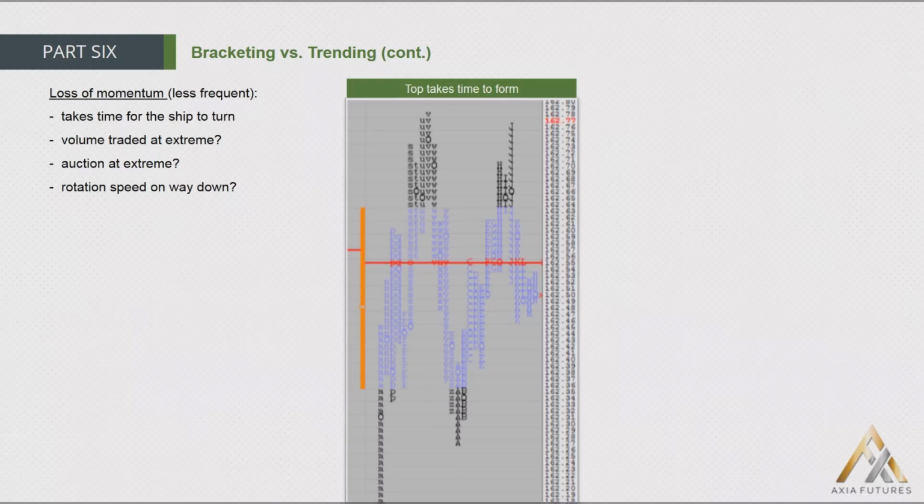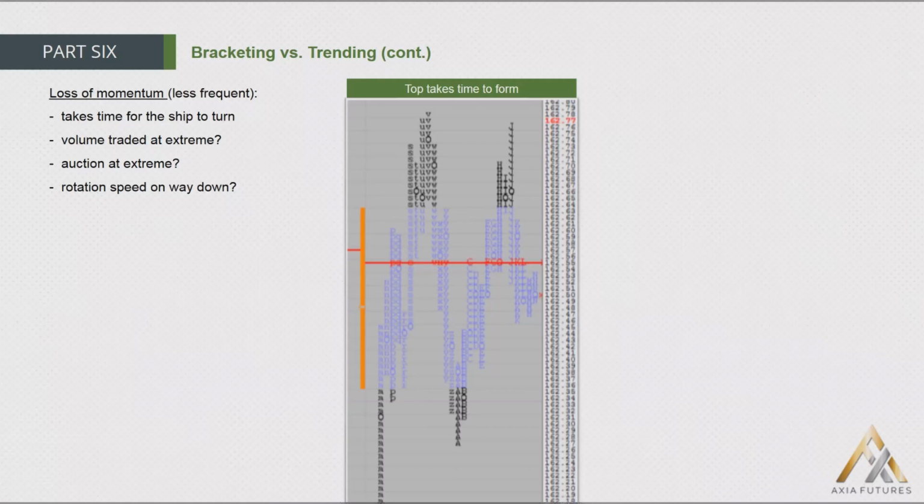We got the initiative early on from buyers, and then there was just a real lack of interest and a real lack of new business at the higher prices. So that was sort of our clue that a potential loss of momentum was occurring. Now, remember, when we get this loss of momentum type top, it's not a particularly strong top. It's merely just a short-term turning point where buyers don't want to initiate higher just yet. And so at that point, we start to get a little more two-way trade.